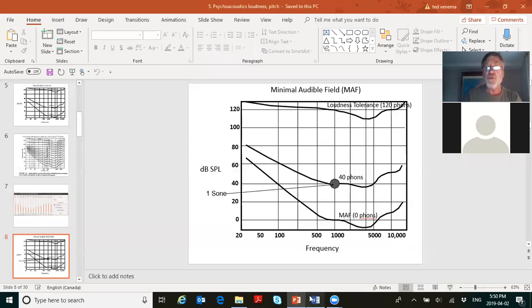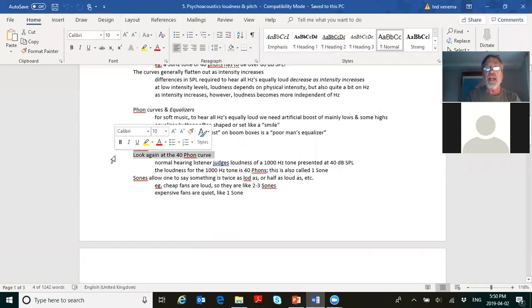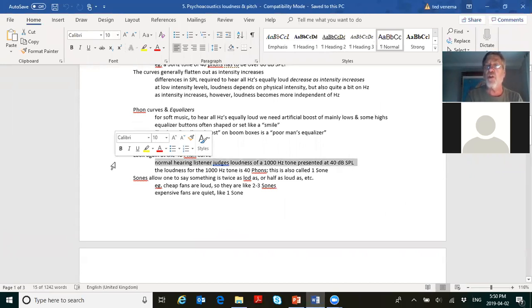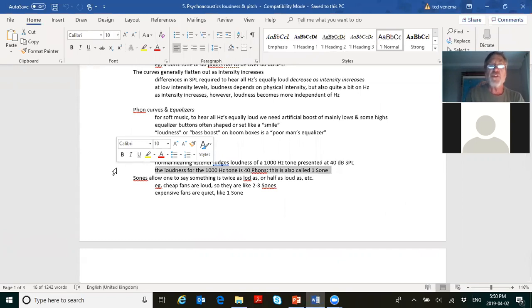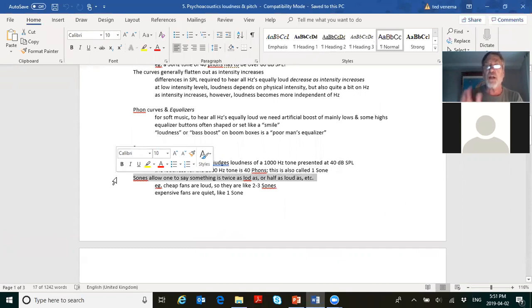So if we look at our notes, what does it say? Look again at the 40 fon curve. A normal hearing listener judges the loudness of a 1000 hertz tone presented at 40 dB SPL. The loudness for the tone is 40 fons. This is also called 1 sone. Sones allow one to say something is twice as loud as, or half as loud as. For example, cheap fans are loud, so they're like 2 to 3 sones. Expensive fans would be quiet, more like 1 sone.